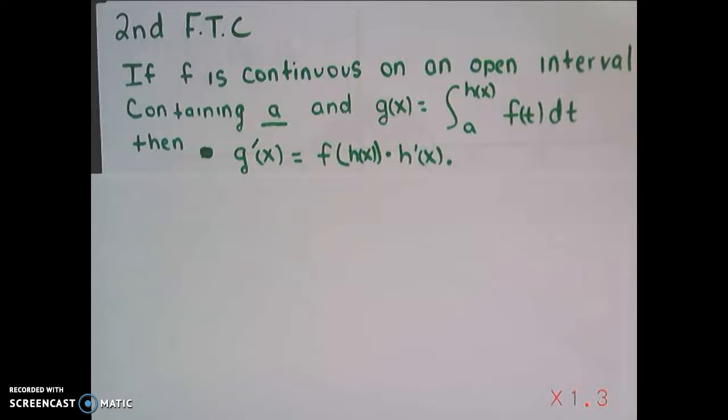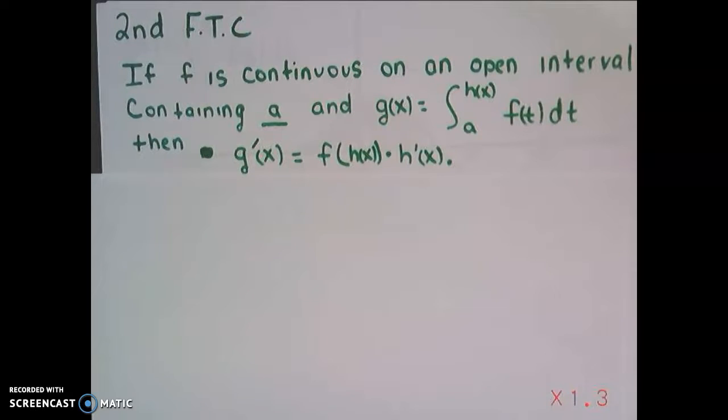So again, we have a continuous function on an open interval containing some real number a, and we're going to define g of x as the integration, and my lower limit is a, and then my upper limit is now actually a function. So do you remember? I don't know if you recall, but with the first fundamental theorem of calculus, we were going from a to b, integrating the area under the curve, and a and b were real numbers. But in this case, we're actually integrating from a to some function that's dependent on x.